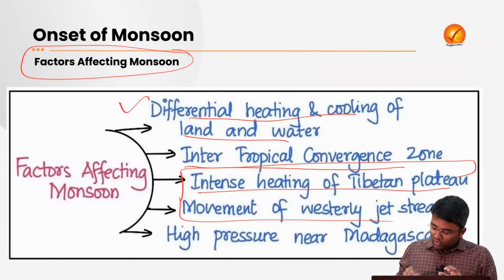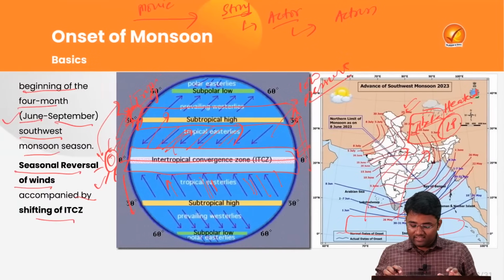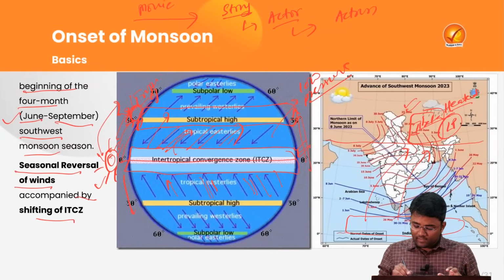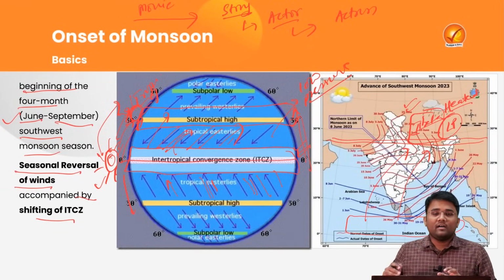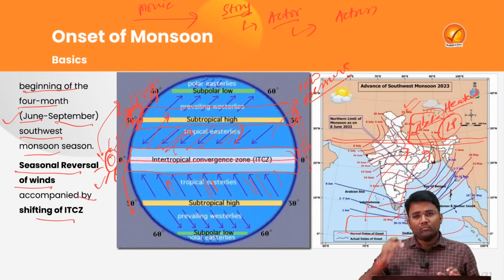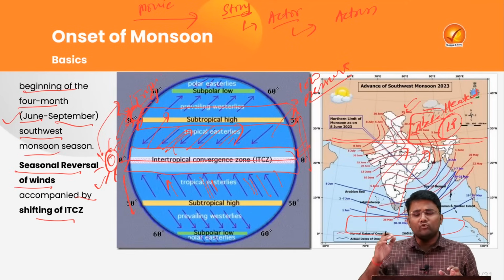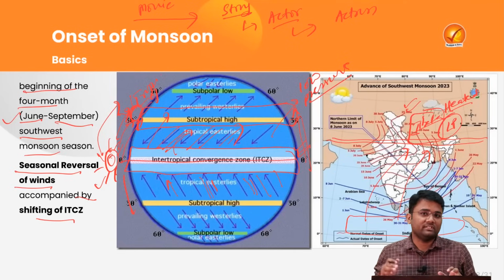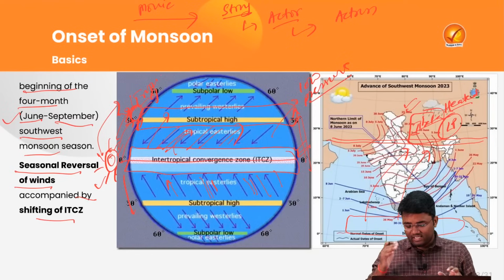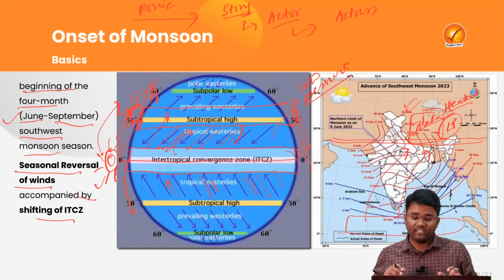Then the movement of the westerly jet stream. Jet streams are upper air circulations mainly situated between the troposphere and stratosphere. They are almost 10 to 14 kilometers above the earth's surface, and these jet streams are also one of the major factors that influence the monsoon in India.